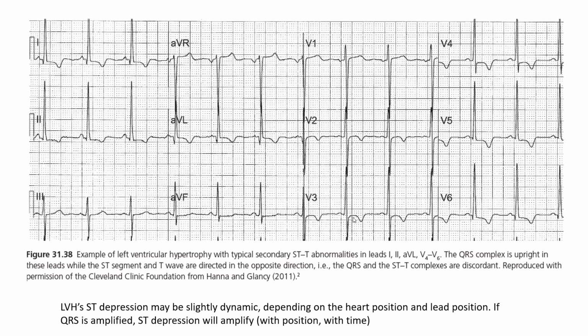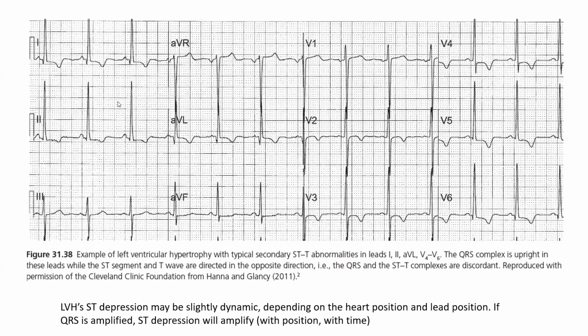And as I mentioned, LVH can give you that morphology of T inversion without much ST depression, as in this, that can mimic ischemia. But in the big scheme, this is LVH. Now, what can be more confusing is that the ST depression of LVH may be slightly dynamic depending on the heart position and lead position. For example, if you move the limb leads from the hands to the torso, that QRS will be bigger and the ST depression will be more pronounced.